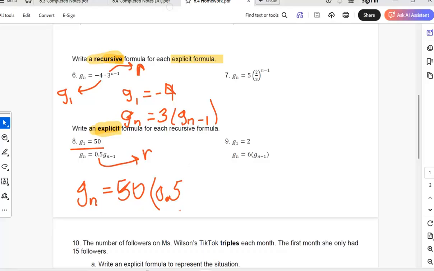So this is it for geometric sequences. I'm going to end the video. It's already long enough without you seeing me try to write a parenthesis. But you just need to know your explicit, your recursive. You need to go back and forth, and you need to be able to find your ratio.